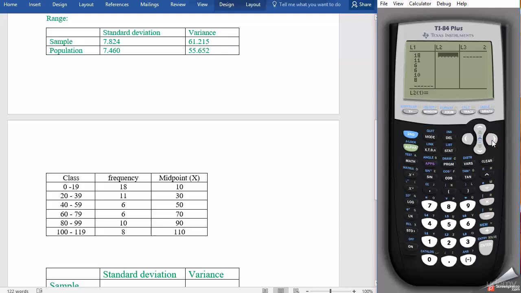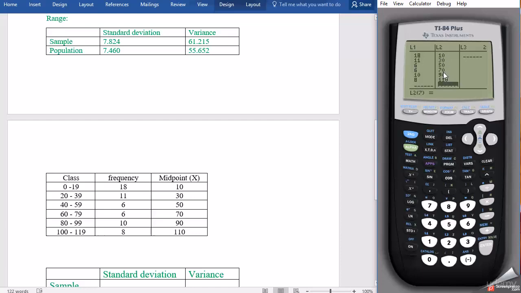So now we're going to enter the midpoints, which is our x: 10, 30, 50, 70, 90, 110. Okay, so now we are done entering the numbers in the list. L1 is the frequency, L2 is the x.